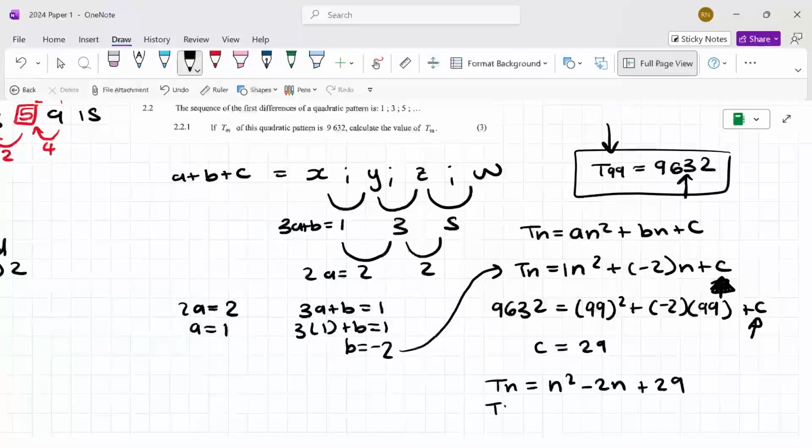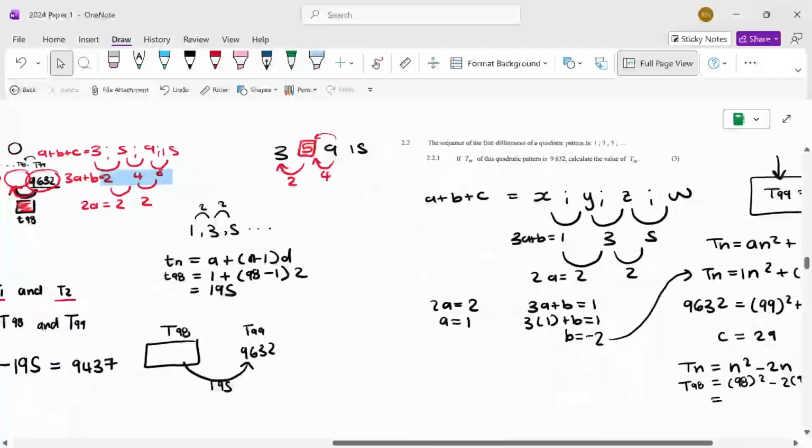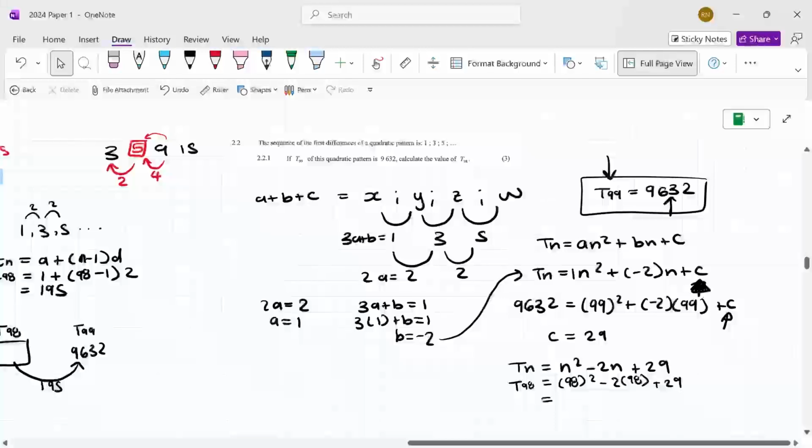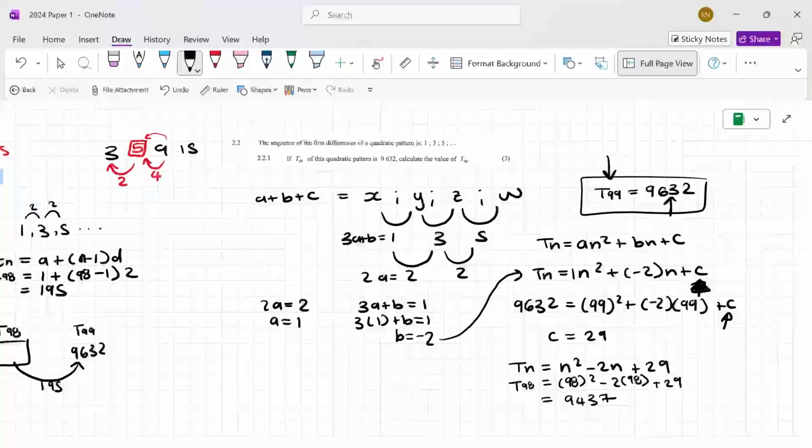And then you could put in just T98. So you put 98 squared minus 2 times 98 plus 29, and that should give you the same answer as before, which was 9437. Let me just check that before I give you guys false information. Okay, so we have 98 squared minus 2 times 98 plus 29. It gives you the same answer, 9437.